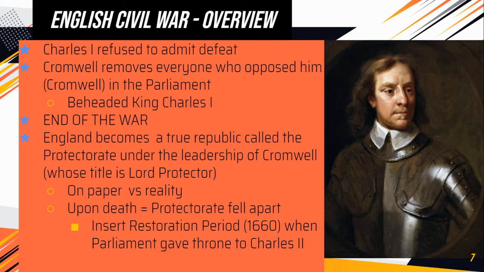So Cromwell removes everyone that opposes him from Parliament, and anyone who's left in support of him is nicknamed the Rump Parliament. This is a key term that College Board loves. The Rump Parliament is the remaining Parliament that's in support of Cromwell and will do what he asks. But the Rump Parliament tries the king for treason. They find him guilty, and they behead the king.